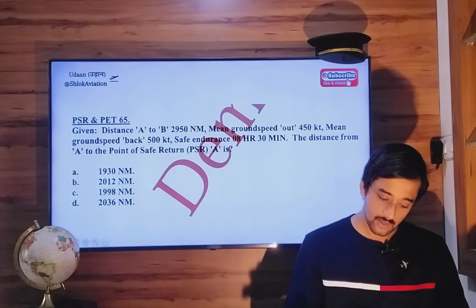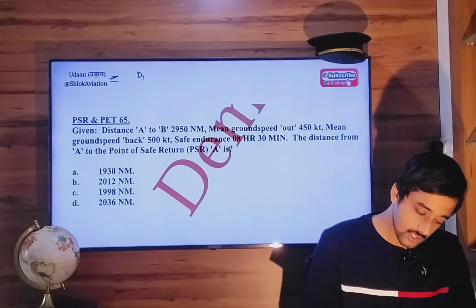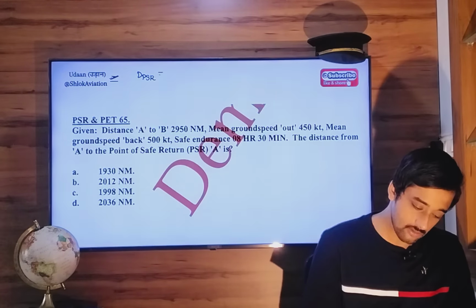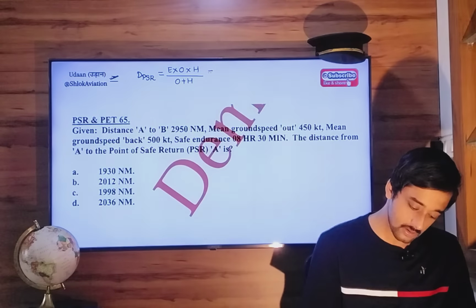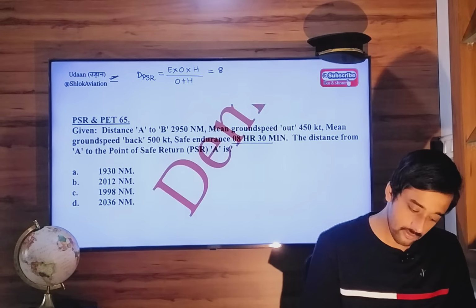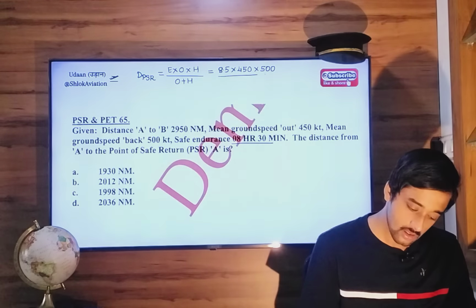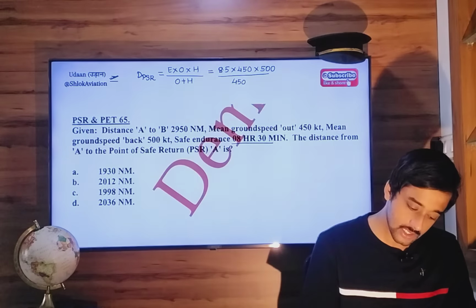65. Again, similar question, we have to find the distance to the point of safe return. So distance to the point of safe return equals endurance into outbound into homebound divided by outbound plus homebound. So endurance is 8 hours 30 minutes, so 8.5, outbound 450, homebound 500 again, divided by 450 plus 500.